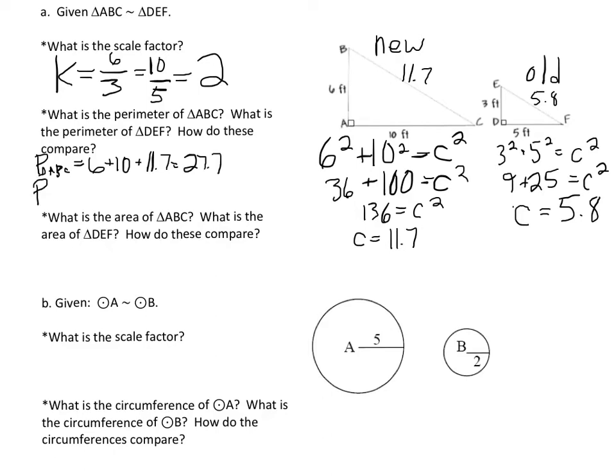And the perimeter of triangle DEF, add up all the sides again. You just have to make sure you know what you're doing. Am I finding perimeter or area? And so I'm finding perimeter, so I just add up all the sides. 3 plus 5 plus 5.8. So I get the distance all the way around that triangle, and I get that to be 13.8.